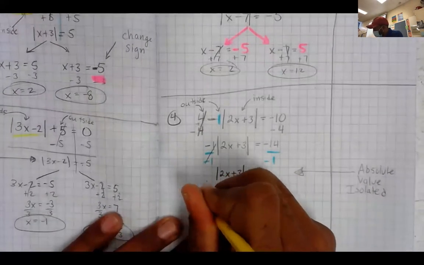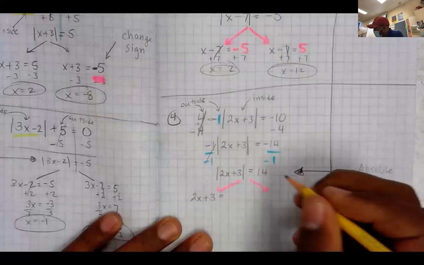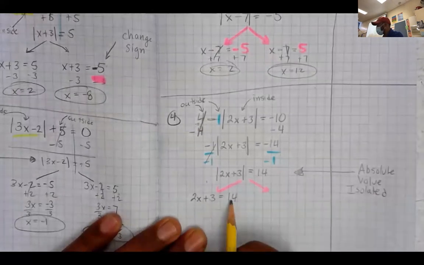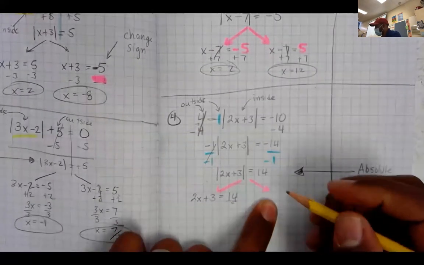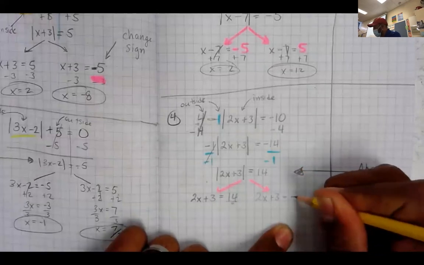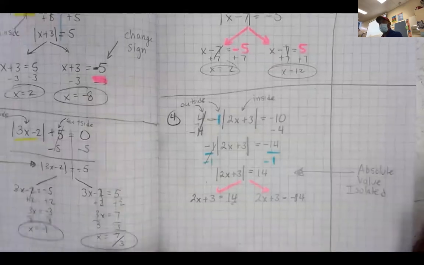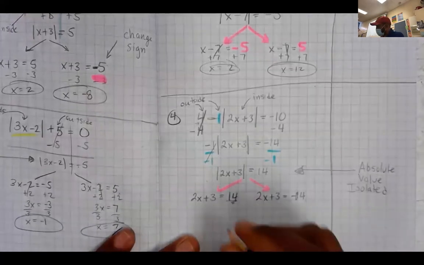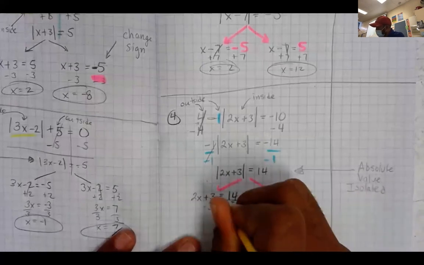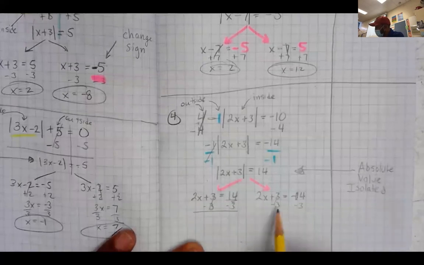So now we have 2x plus 3 equals +14. And then on the second one, 2x plus 3 equals -14. So again, this is where we switch the signs. So now we just solve it. So minus 3 on both sides of each equation. You can see I'm kind of going both at the same time.